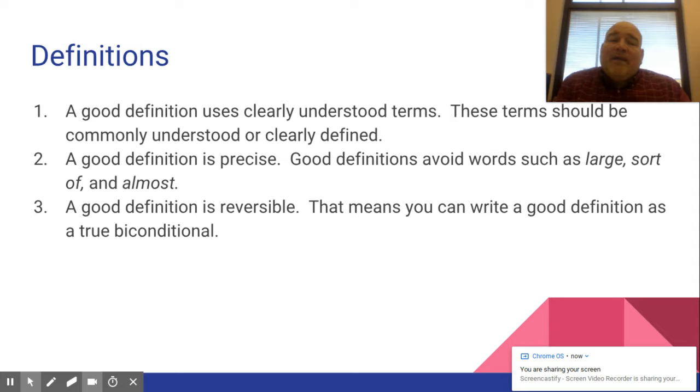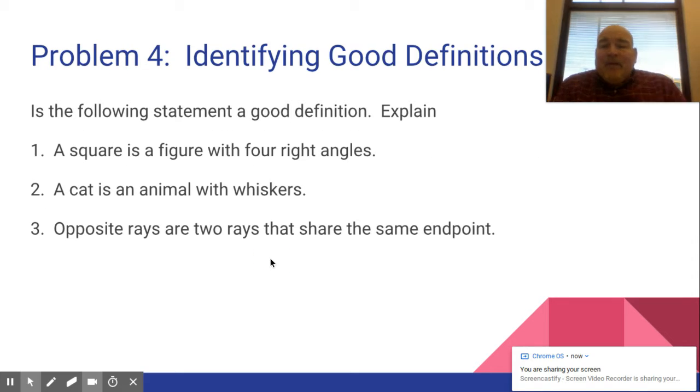Now, what we're going to talk about on the next slide is this. Is the following statement a good definition? Explain. If it's not, you have to provide a counterexample. A square is a figure with 4 right angles. Good definition or not? Think about it. A cat is an animal with whiskers. Opposite rays are two rays that share the same endpoint.